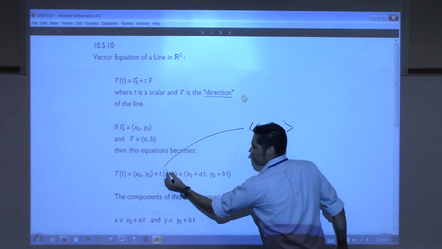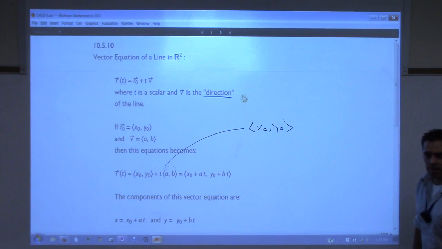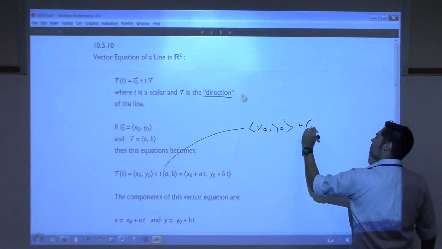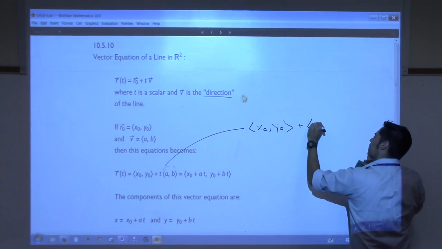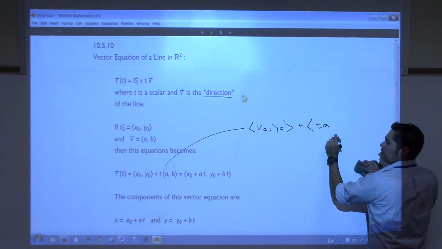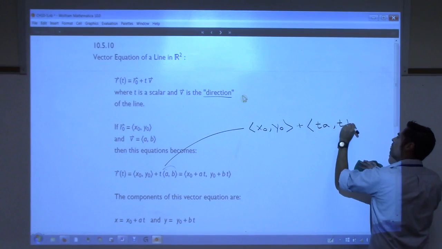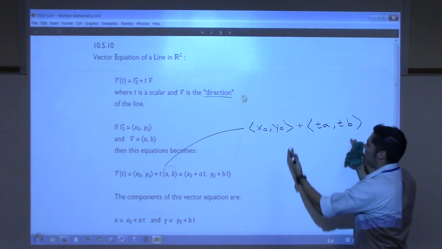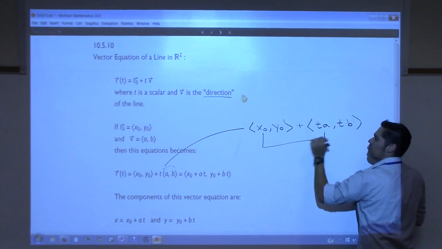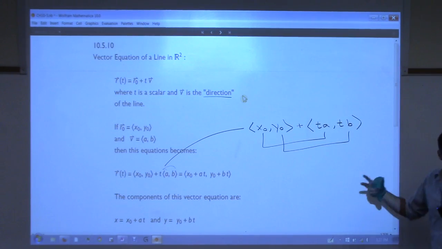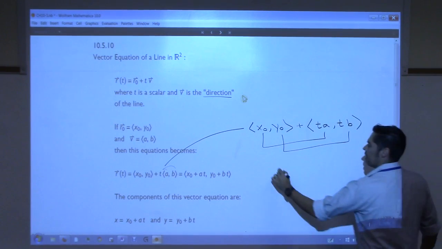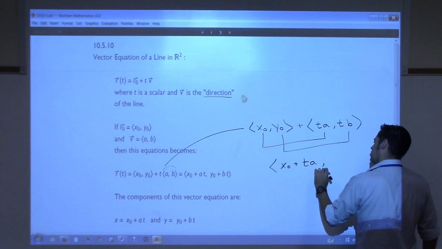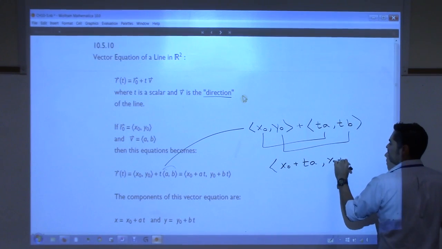Can I pass this t through this vector? Scale through? That's what scalar multiplication is, isn't it? That would be TA and then TB, wouldn't it, if I multiply this t through. And then if I add two vectors, you just add components, don't you? Put these two together, put those two together, put it into a new vector. So you get x0 plus TA, y0 plus TB.